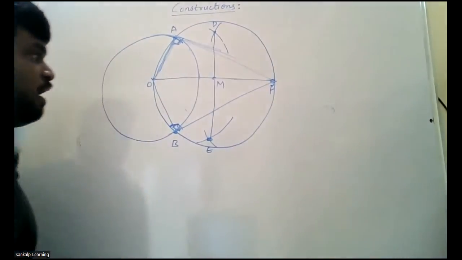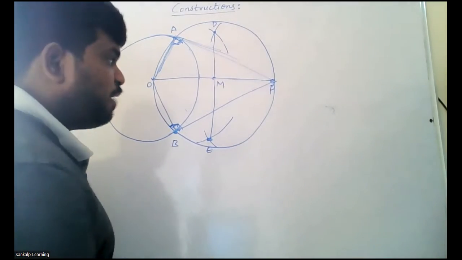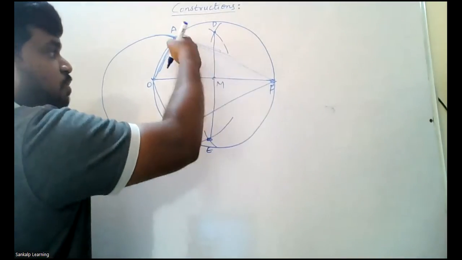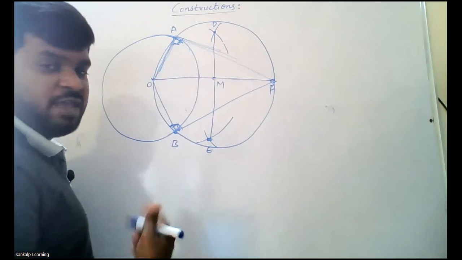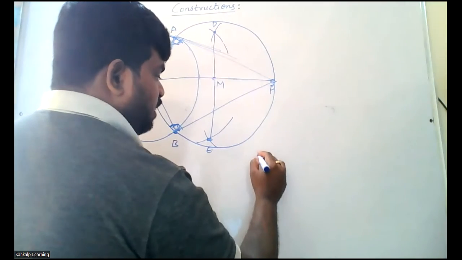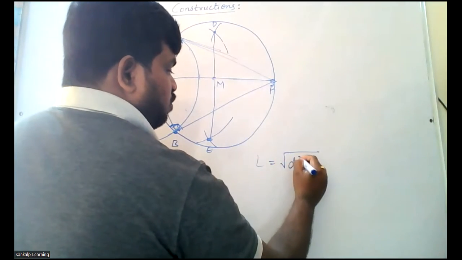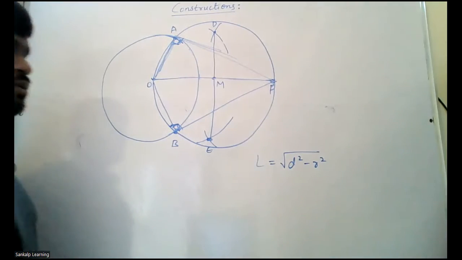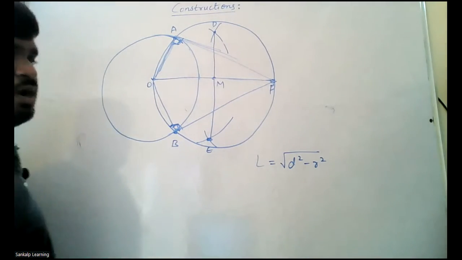And if, in the exam, they ask you to verify the length of the tangent, you can measure it using the scale. But if they ask you to verify the length, then the length of the tangent L is equal to the square root of D square minus R square. How did we get it?